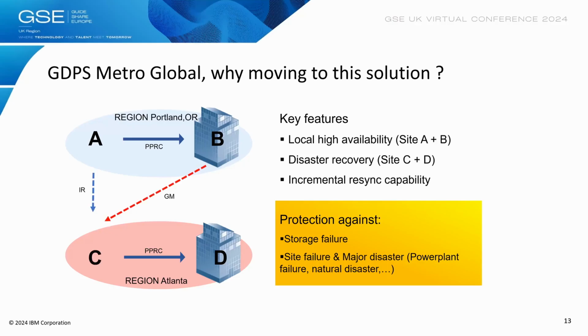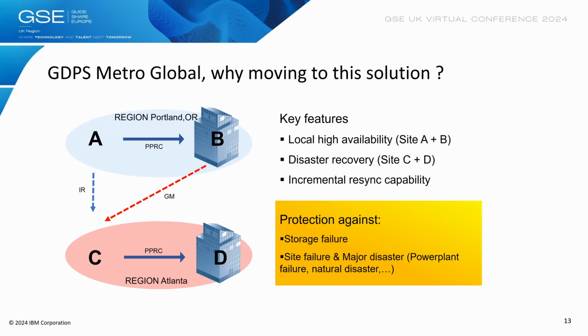So you may ask, why do we need more than 2 sites? This is simply to fulfill the requirements of many of our customers, requirements that are mainly imposed by auditors and regulation that need both the advantage of GDPS Metro and GDPS Global GM. So this offers local continuous availability with hyperswap on the local region and disaster recovery at extended distance.